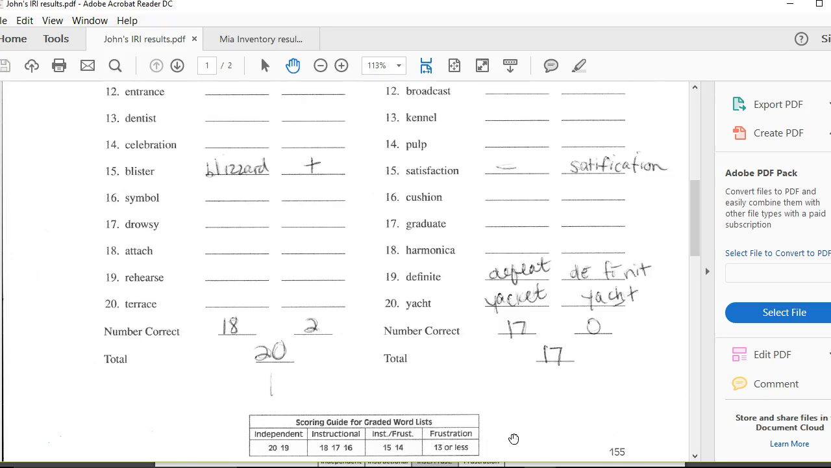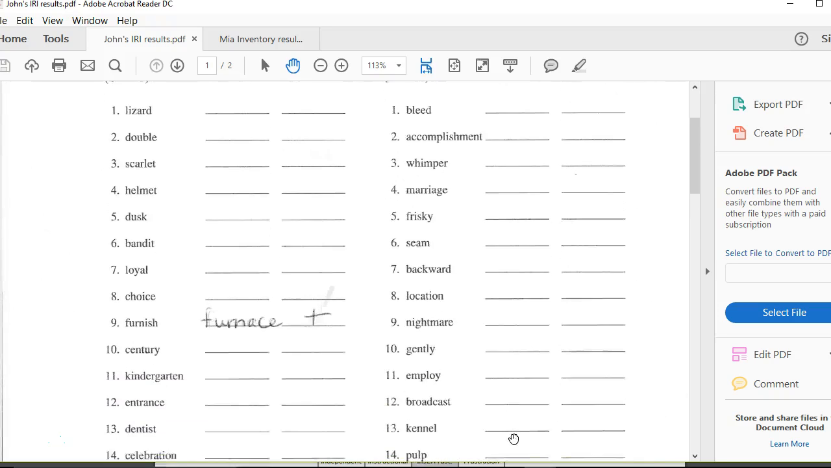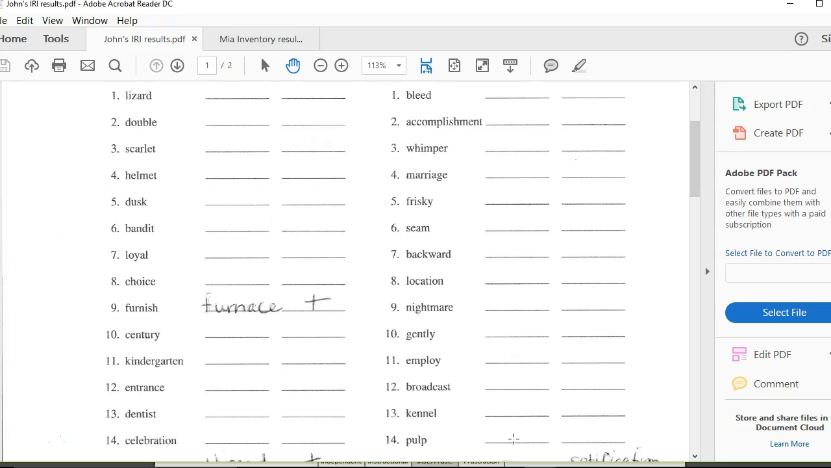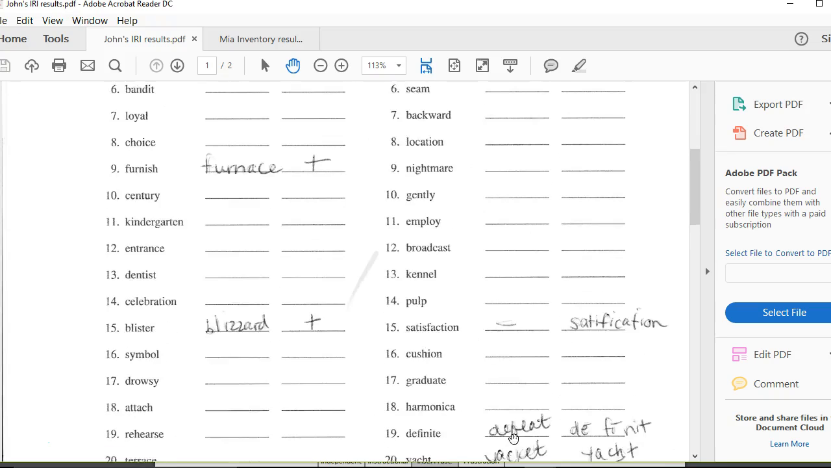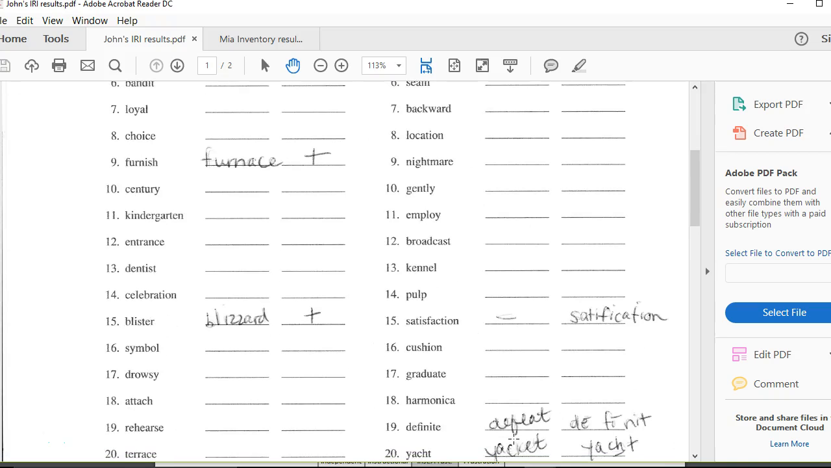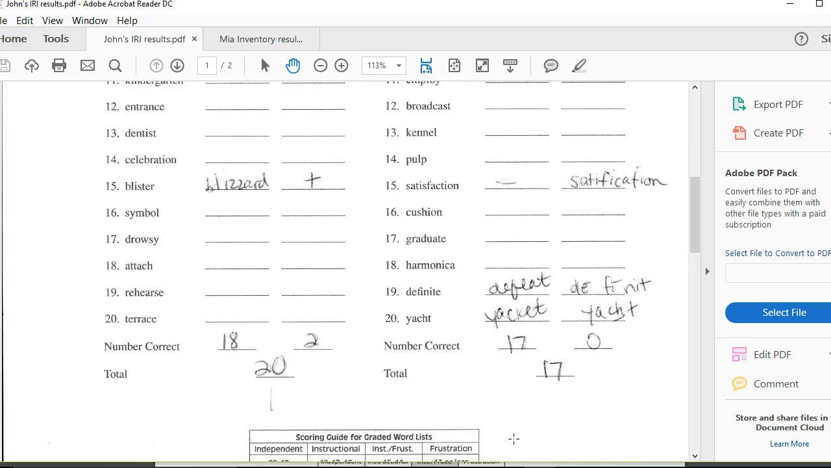And then I say to her, and this is the analysis part, go back and look at number 9 and read that to me again. This time she read it correctly, so I put a plus. Same thing with blister. She read it correctly once I gave her more time, so I gave her a plus. That's called the analysis side because they get a little extra time to look at the word. So now her total is 20.